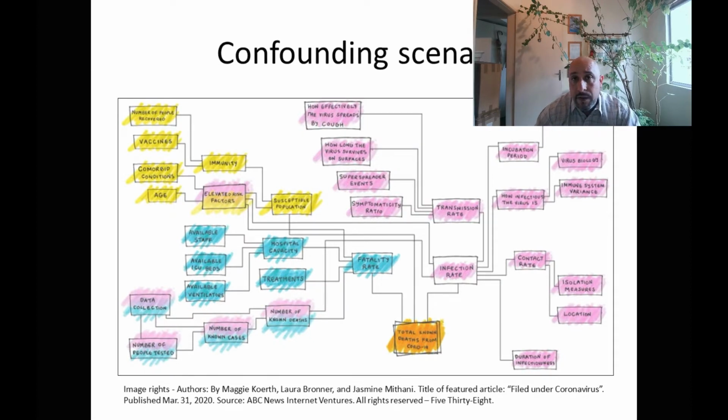Concerning the confounding scenario, in this image we have the fatality rate, the infection rate, and transmission rate. And all these points have several other features that sometimes create very problematic performance for automated tools or machine learning techniques. We have contact rate, isolation measure, location, duration of infectiveness, immune system variance, virus biology, incubation period, how long the virus survives on surface, super spreader events, susceptible population, risk in terms of environmental risks, urban spaces, the type of policies, individual compliance to the policies.